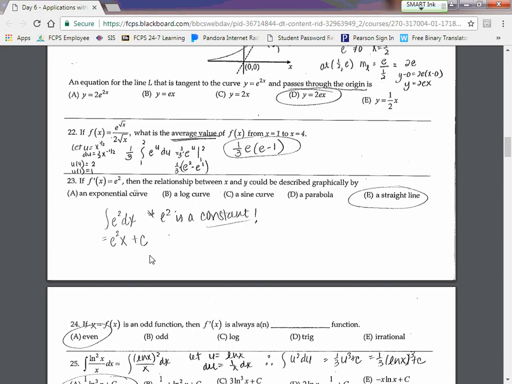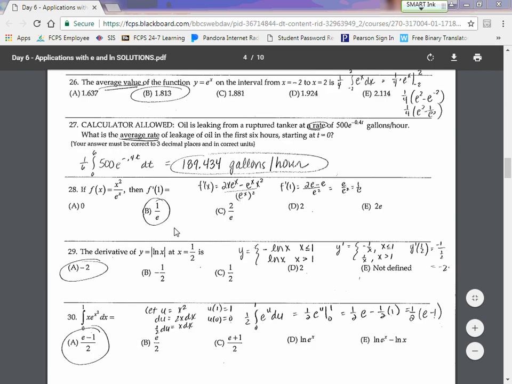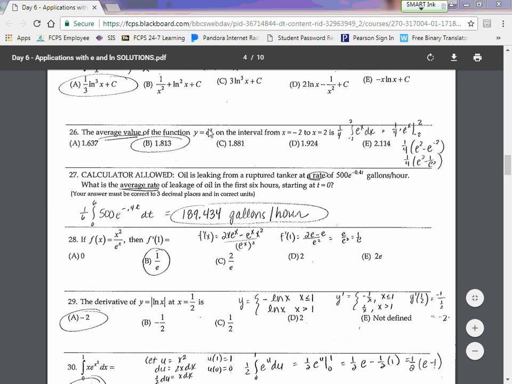Alright, so if we look similarly with number 26, again, it says the average value, so we integrate our e to the x function because we want the value of this function, so I'm integrating this function on the interval from -2 to 2, so from -2 to 2, 1 over 2 minus -2 gives us that 1/4.